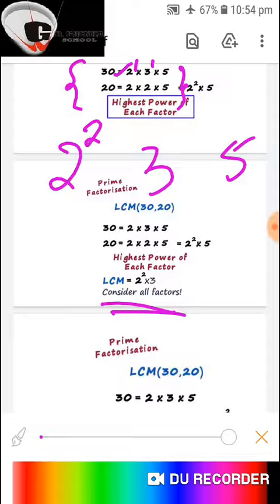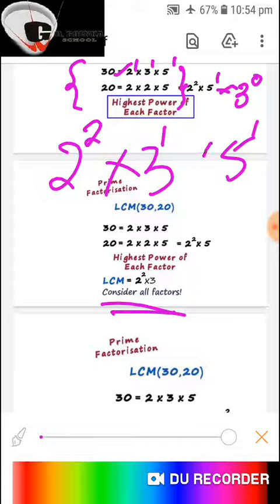Similarly, 3 is here once and we don't have 3 in case of 20. So, I can write here 3 raised to power 0. So what is the highest power of 3? It is 1. So I am going to write 3 raised to power 1. And we can see in case of 30, we have 5 raised to power 1, and in case of 20, we also have 5 raised to power 1. So the highest power of 5 is 1.